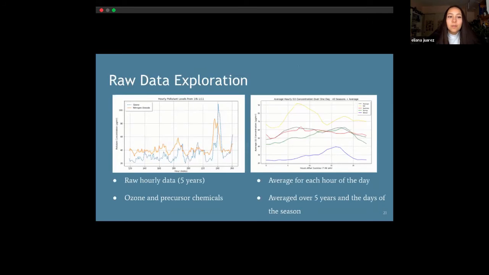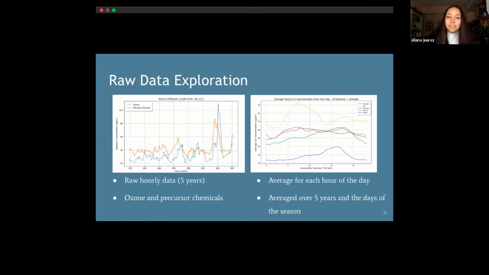So first we started out with just raw data exploration. On the left is a plot of ozone in blue and nitrogen dioxide, a precursor chemical, in orange, plotted over time. And as you can see, there is a strong relationship between the two. There's about a 5-hour time lag.